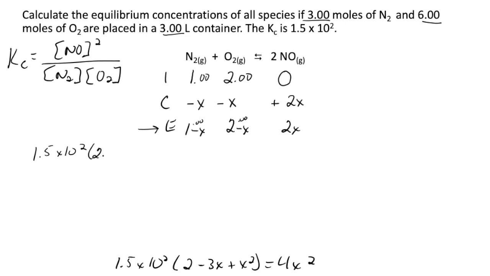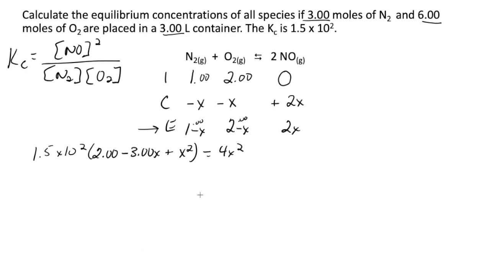So this will be 2.00 minus 3.00x plus x squared equals 4x squared. And now I'm going to delete this, and we have more space to work.